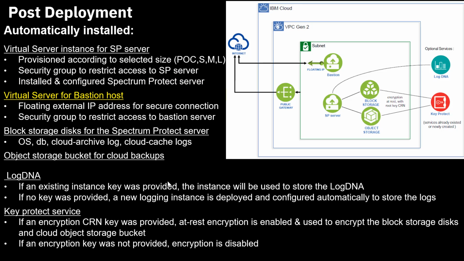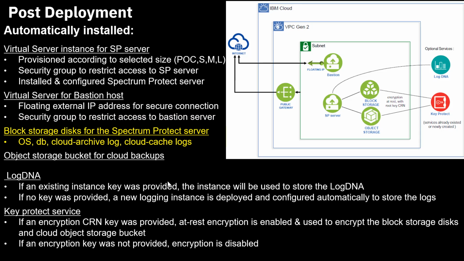We'll also set up a virtual server for the Bastion host, and this is going to include a floating external IP address for secure connections. This security group is going to restrict access to the Bastion server. Now you can remove this Bastion host afterwards if you so desire, if you already, for instance, have a Bastion host server set up elsewhere in your IBM Cloud environment.